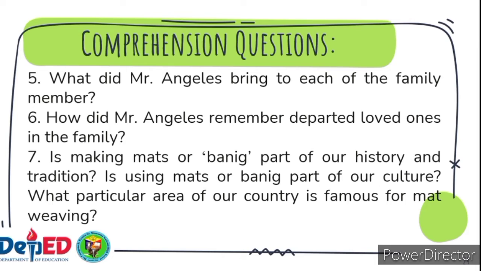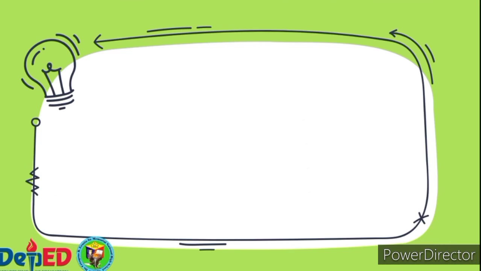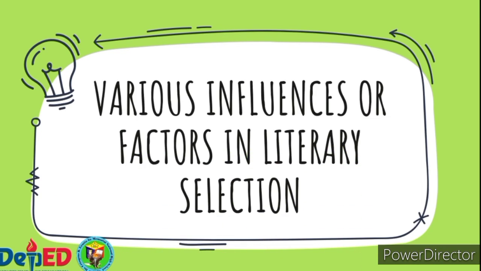7. Is making mats or banig part of our history and tradition? Is using mats or banig part of our culture? What particular area of our country is famous for mat weaving? Well done! Now, we are ready to talk about various influences or factors in literary selection.